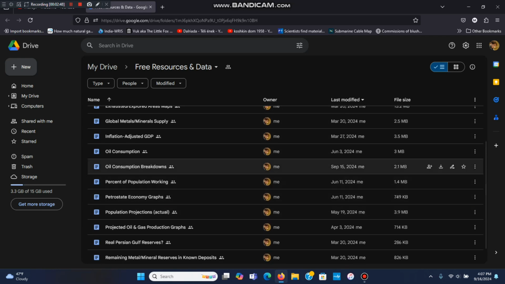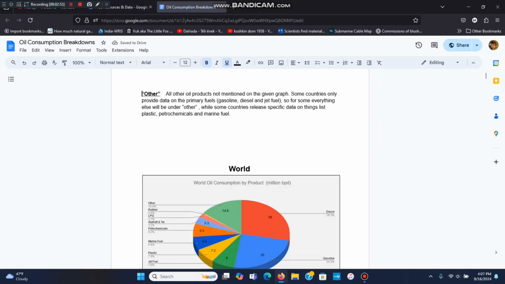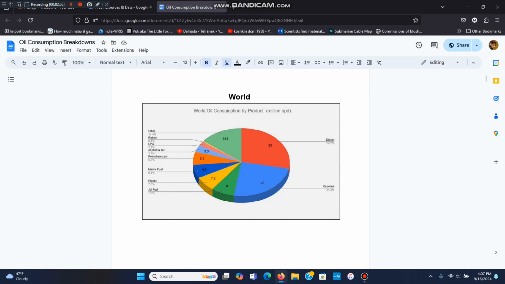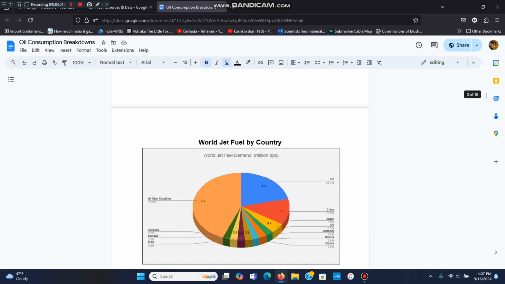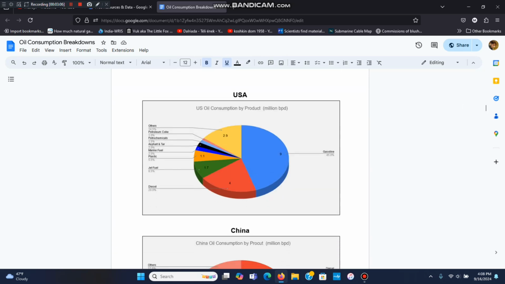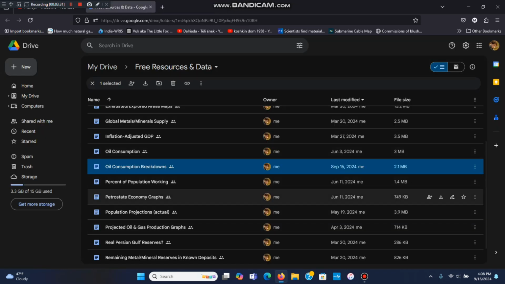For example, the latest one I've put together and started uploading to is oil consumption breakdowns, where you can see pie charts that show the composition of oil consumption for the world as a whole, along with individual countries, like going down to see the US for an individual country example, 20 million barrels per day of oil demand. The US comes out as 9 million barrels per day of gasoline, 4 of diesel, 1.7 of jet fuel, 1.1 million barrels per day as plastics, so on and so on. I have all kinds of other stuff as well.